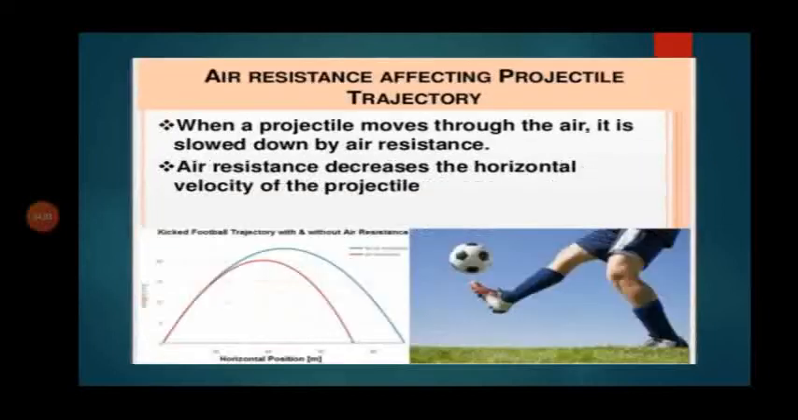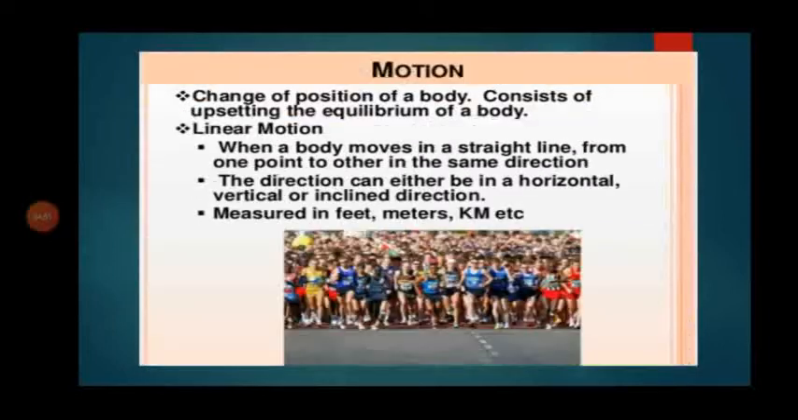shorter distance. Air resistance affecting projectile trajectory. When a projectile moves through the air, it is slowed down by air resistance. Air resistance decreases the horizontal velocity of the projectile.